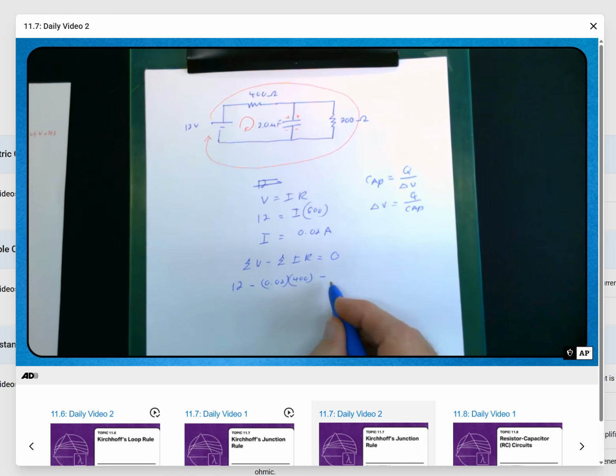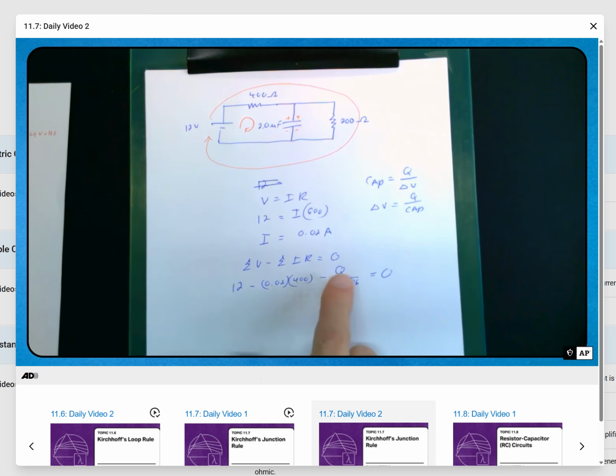We're going to put it right here. So the charge, Q, that's what we're looking for, over the capacitance, 2 times 10 to the minus 6, is the voltage drop. So that's the sum of the voltage drops, and they're equal to 0. If you throw all that into your calculator and solve for charge, you're going to find that it is 8 times 10 to the minus 6 coulombs.